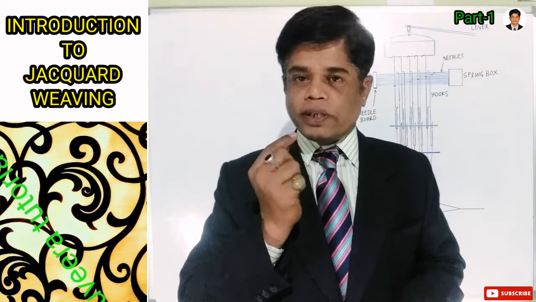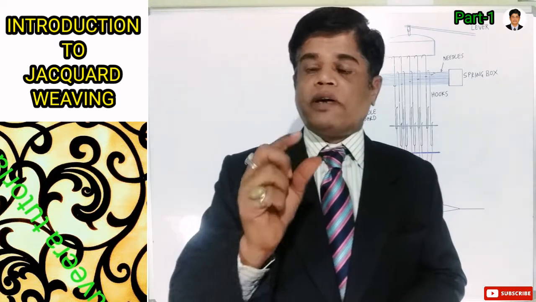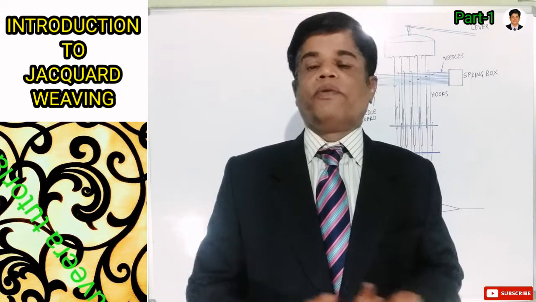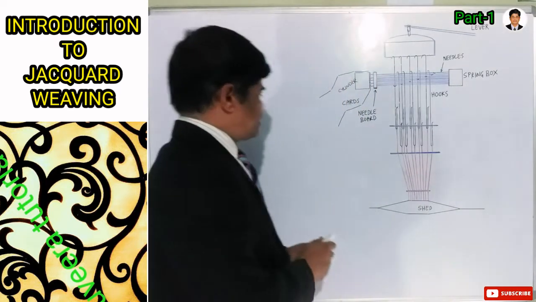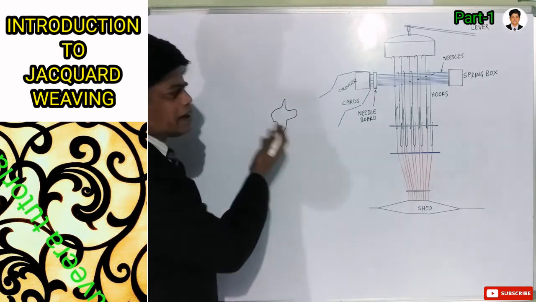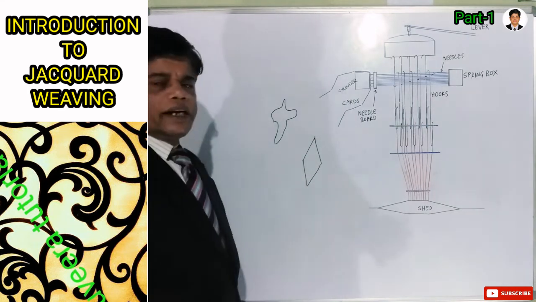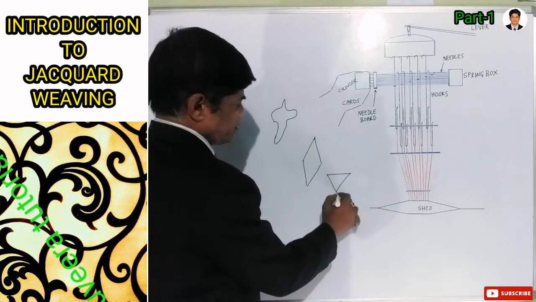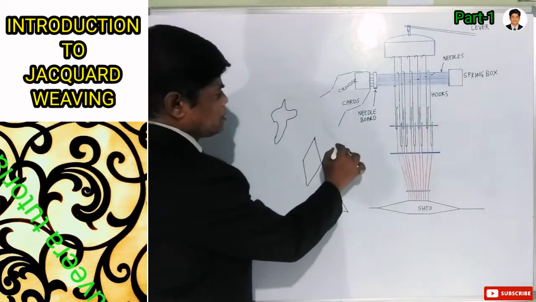But to produce a flower, stars or small motifs, the plain weave and twill weave will not help in getting the motifs. That is art. There is an art. See, this is a small motif, whatever it may be, I have drawn here. Or you can take a diamond, or a triangle, or any design, or a small circle.